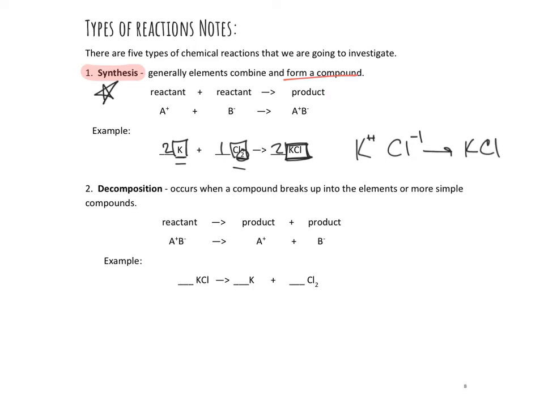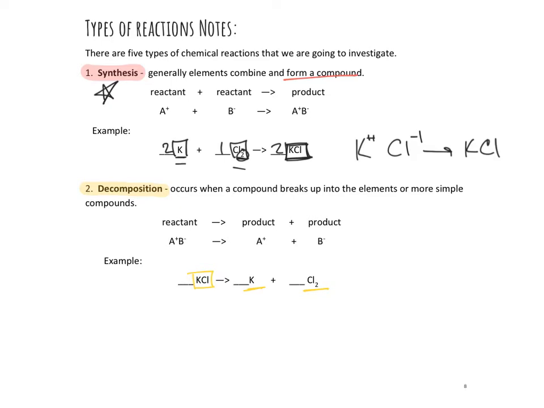Next up is decomposition. Now, decomposition may sound familiar from biology class. In biology class, you learned that decomposition is the breaking down of organic substances, and chemically, it's the same idea. Decomposition is when a compound breaks up into its elements or into more simple compounds. So you'll start with some reactant, just one reactant. That's how you can tell it's decomposition. And it's going to decompose into its 2 individual elements.